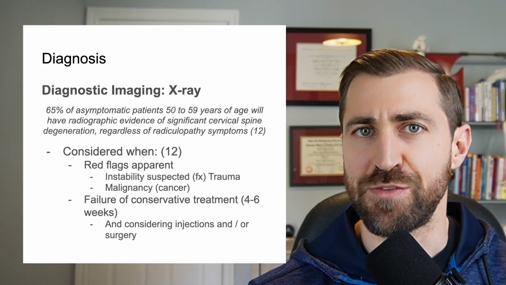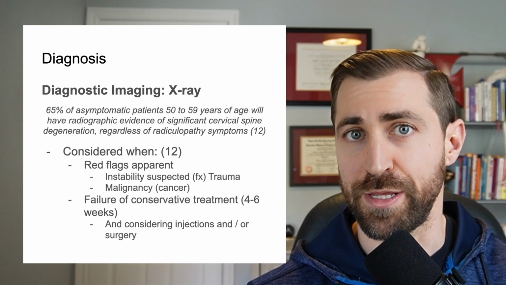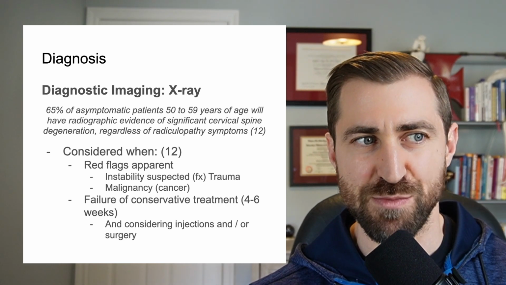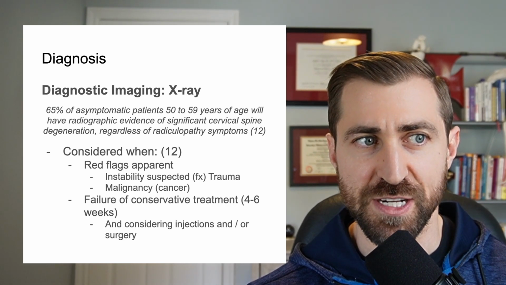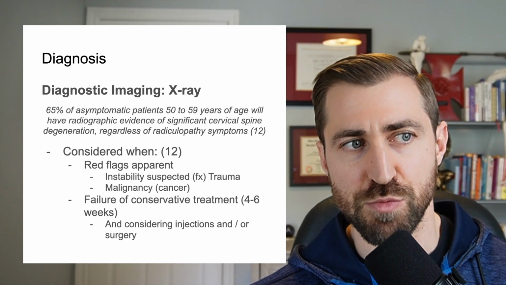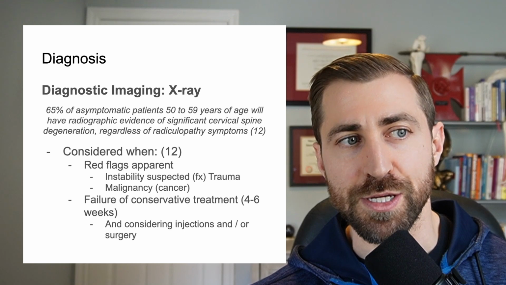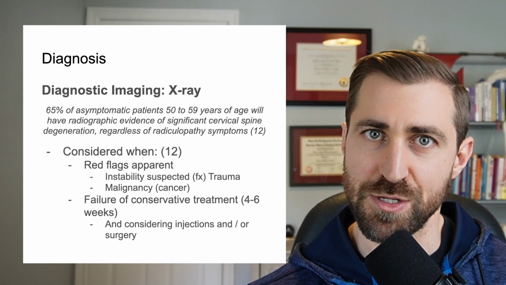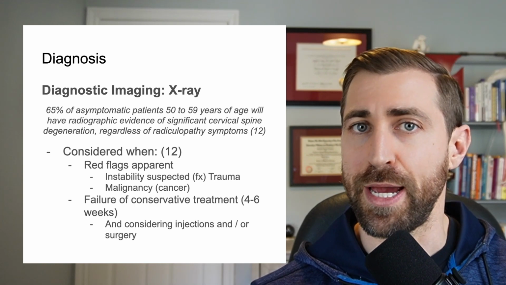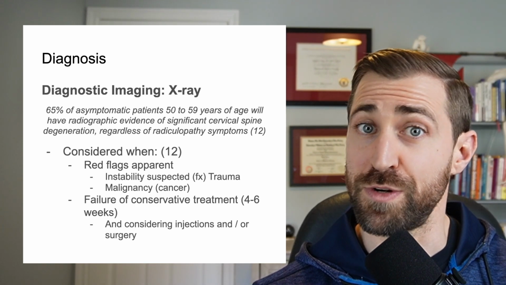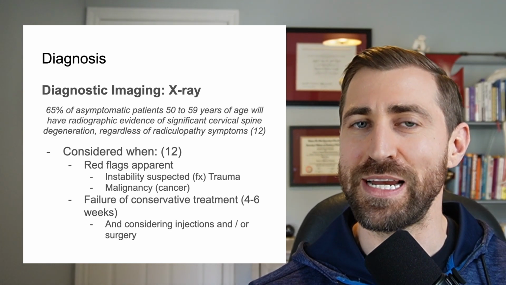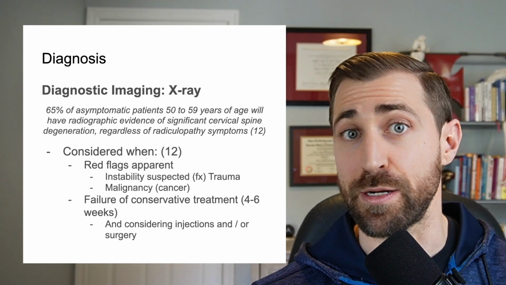So, where do x rays fall into the mix here for cervical radiculopathy? One important thing to keep in mind is that 65% of asymptomatic patients 50 to 59 years of age will have radiographic evidence of significant cervical spine degeneration, regardless of radiculopathy symptoms. We noted on this earlier. If we're relying on x rays to figure out if someone has cervical radiculopathy, it doesn't always tell the whole tale because a lot of these findings are going to be asymptomatic.